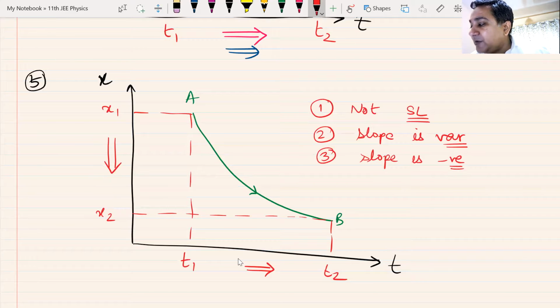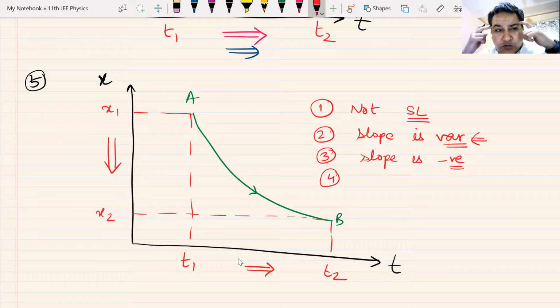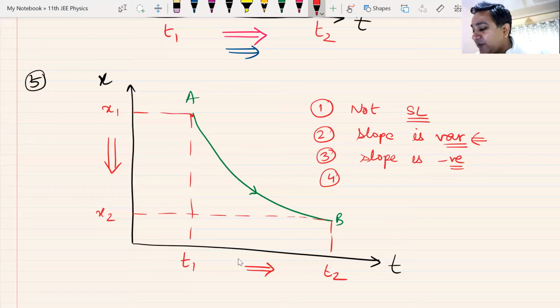Now slope is variable, so slope must be increasing or decreasing. Common sense, slope must be increasing or decreasing. Slope is decreasing, yes, correct. Here it is very steep, but here it is very flat. So the slope is decreasing. Very nice, everyone. Slope is decreasing.